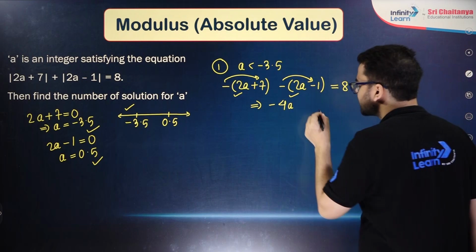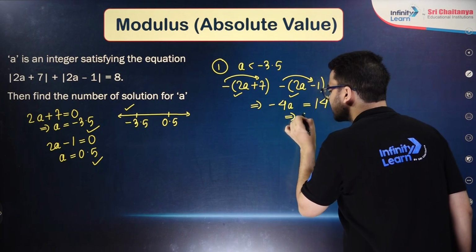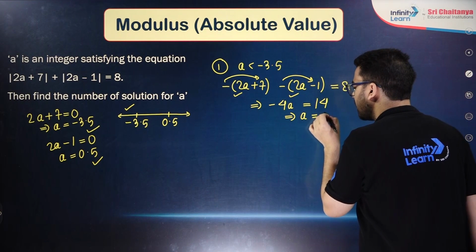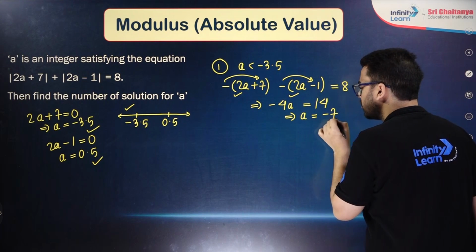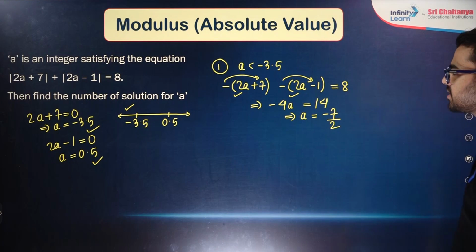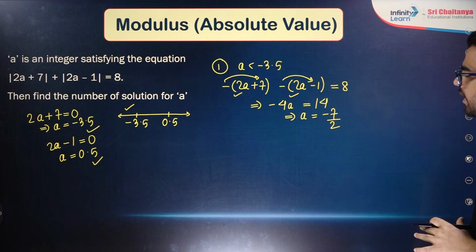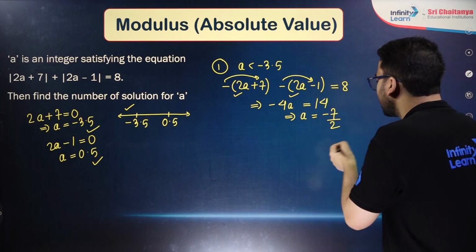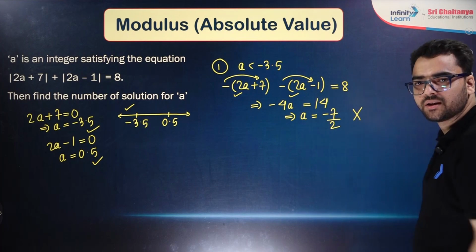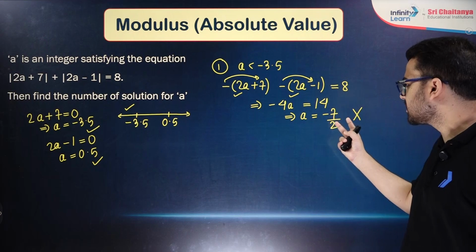Take it on the other hand side. That is 14. So you see from here a is coming out to be minus 7 by 2. So that is minus 3.5 only. Now basically what you have to understand over here, you don't have to think that much. This is not an integer. You can't take it. Simple. This is not an integer. And also you see this is not a solution as well.